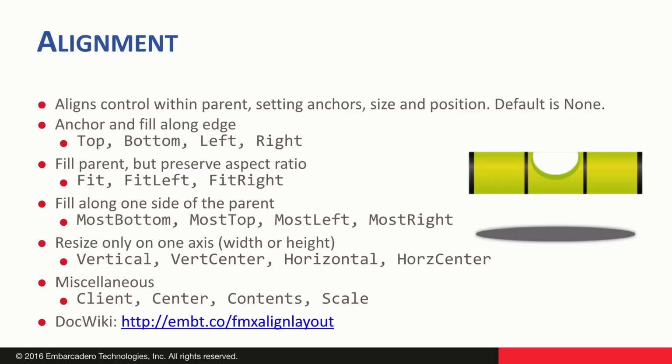Contents is interesting in that contents fills all the space of the parent, irrespective of other things that are aligned in the parent's client area. And then scale affects the things that are on it. So if you put something down and say it's scale, then as it grows, the things that are on it also grow.